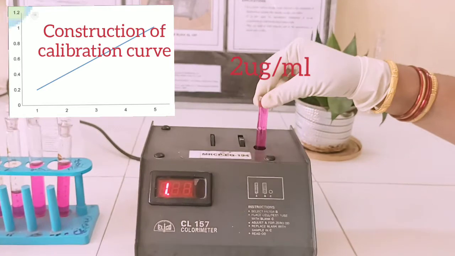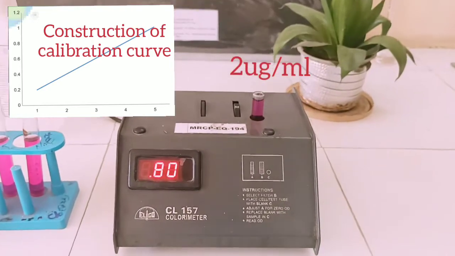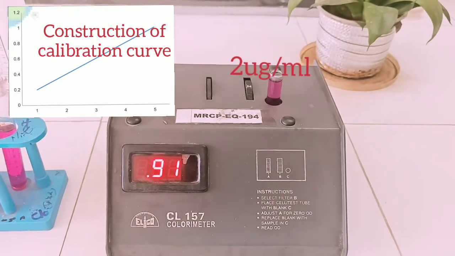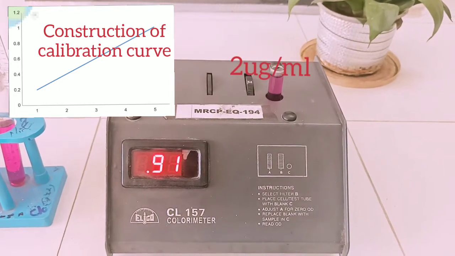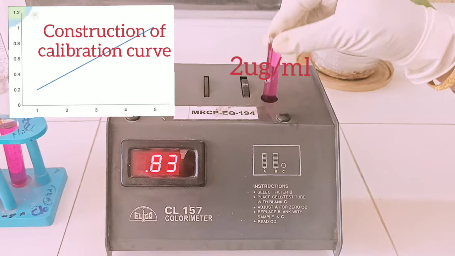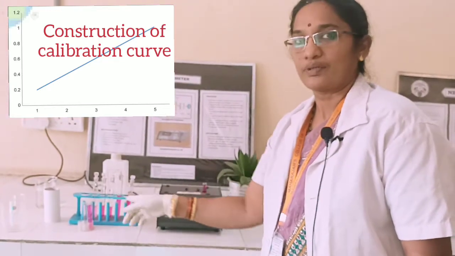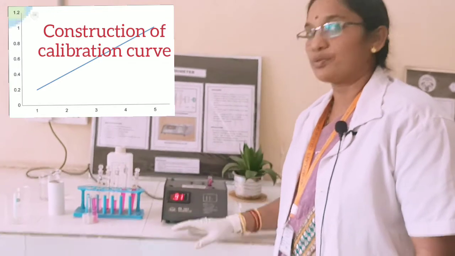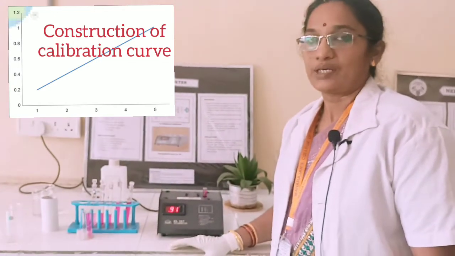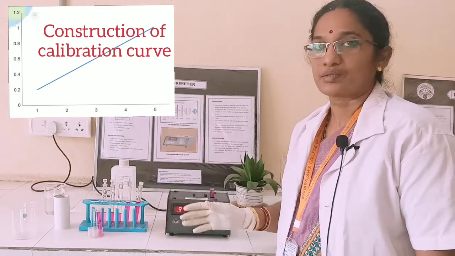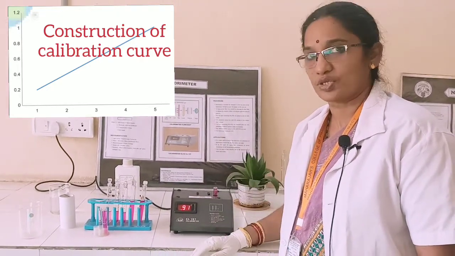Now I am placing the second sample at 540 nanometers. 2 microgram per ml is showing 0.91 absorbance. For all the concentrations, or for all the working standards at 540, I will be measuring the absorbances and noting down the data under 2 columns. The first column is concentration, the second column is absorbance.